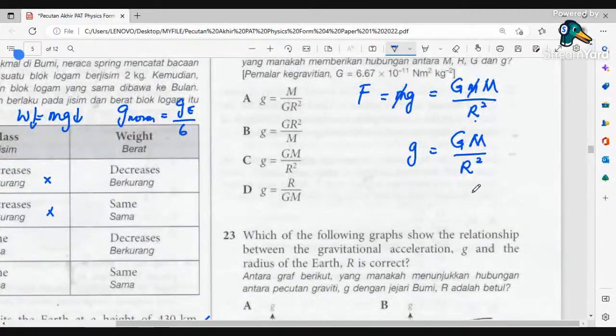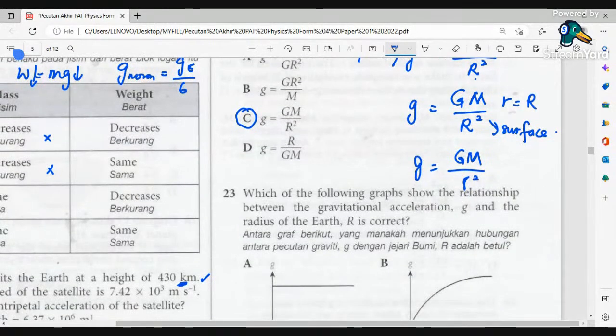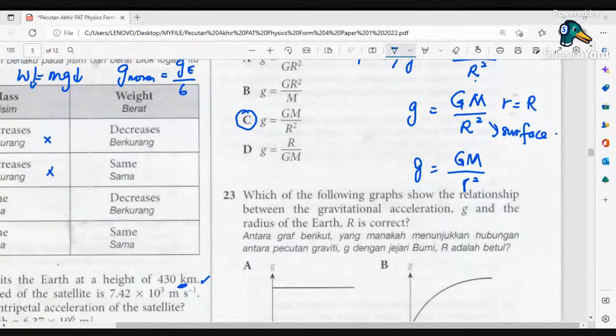So this is the gravitational acceleration on an object at the surface of the Earth. If at a certain distance, it becomes GM divided by small r squared. If it's at the surface, just take r equals capital R. So you get GM divided by R squared. Okay, 22C. Any question? Write in chat, if you have questions just ask directly.